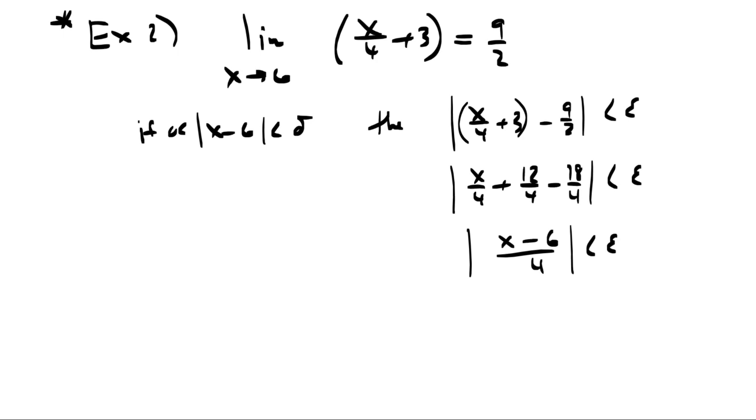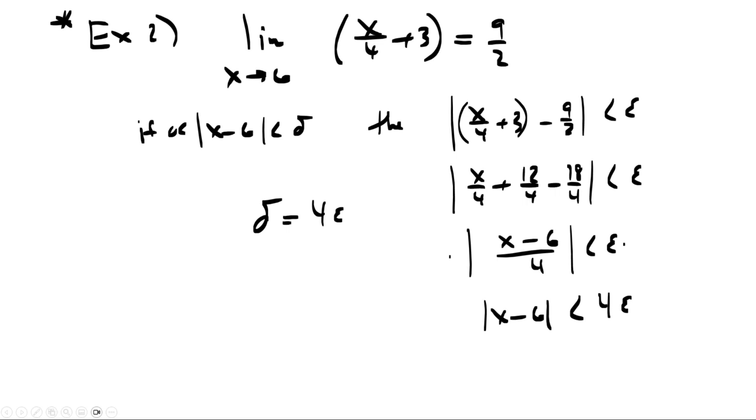How about I multiply both sides by 4? Am I able to multiply both sides by 4 and keep my inequality the same? Yes, that's the rules of algebra. That means we get the absolute value of x minus 6 is less than 4 epsilon. I think I just found my condition. There it is. Delta equals 4 epsilon. That's interesting, right? Last time we were dividing by 4, this time we're multiplying by 4. That's okay. We just found our delta.